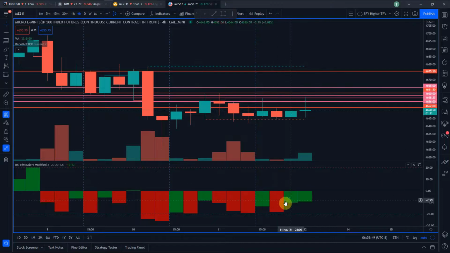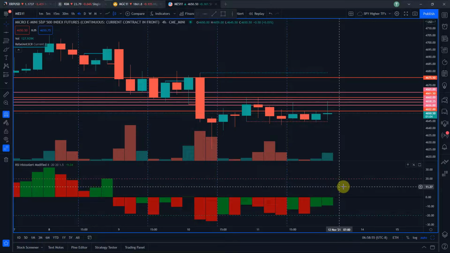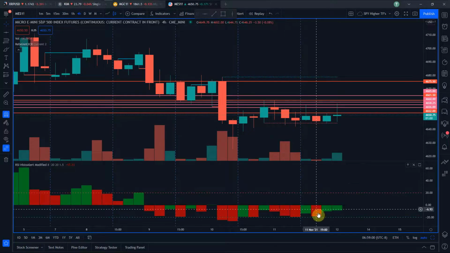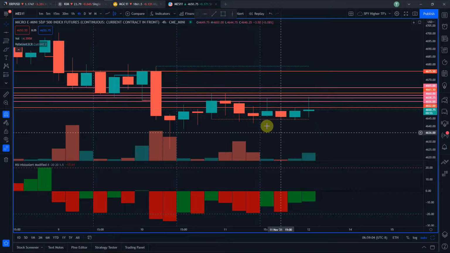We weren't quite above the 0 level yet on the RSI. We weren't crossing over to the upside, but you could see the red candles were getting smaller and smaller. So I had a little bit of a long idea from the 4-hour chart.